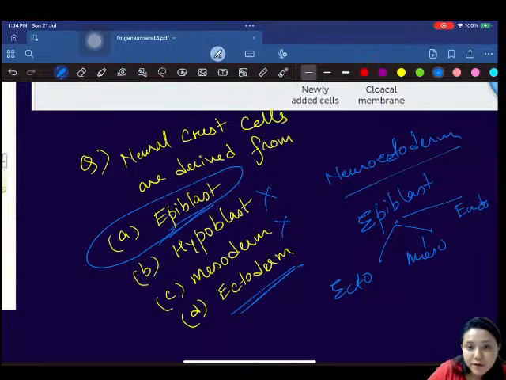If they had not given the option of epiblast, then you could have marked neuroectoderm, but here they have mentioned epiblast, and ectoderm is derived from epiblast. So if they have given both ectoderm and epiblast, don't directly mark ectoderm, you have to mark epiblast. Every time they are asking this and you're getting confused.